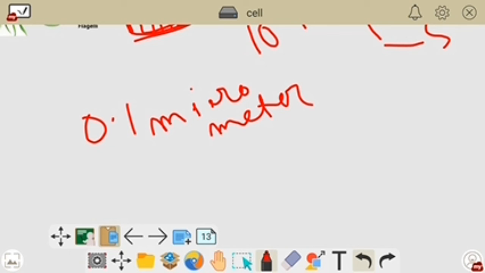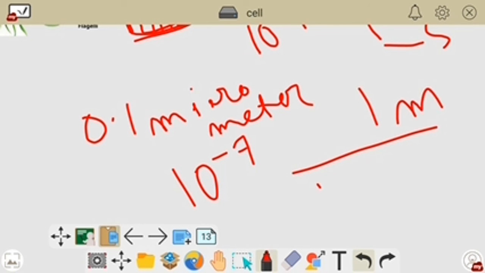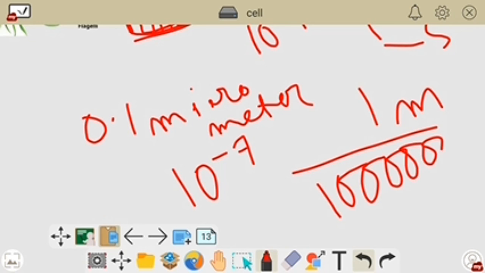That means 10 to the power minus 7. If you divide 1 meter by this number, you get the size. Okay, so this is very small. This is the smallest cell.